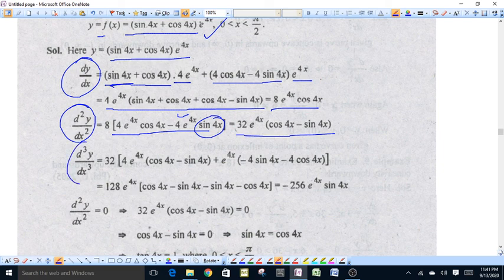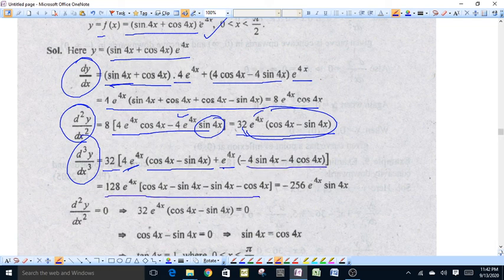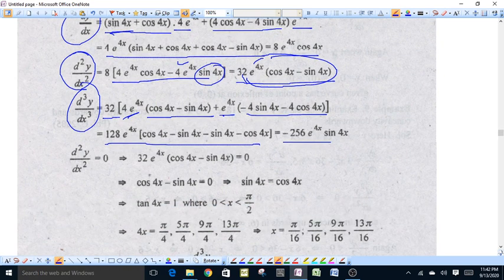Next, third order derivative will be equal to 32 into, this is again a product function, and we differentiate this function, then we get 32 [4 e raised to power 4x, that is first function as it is, derivative of first function, second function as it is, plus first function as it is, derivative of second]. After simplification we get minus 256 e raised to power 4x into sin 4x.